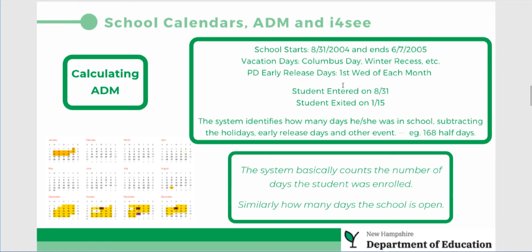And we'll be able to do a similar thing in hours, and you'll see how that works in a little while. But the system basically counts the number of days the student was enrolled. And so for this example, we know that the school was opened on August 30th. So we know that that's a day of school. And in yellow in this example indicates that there was an open day of school.